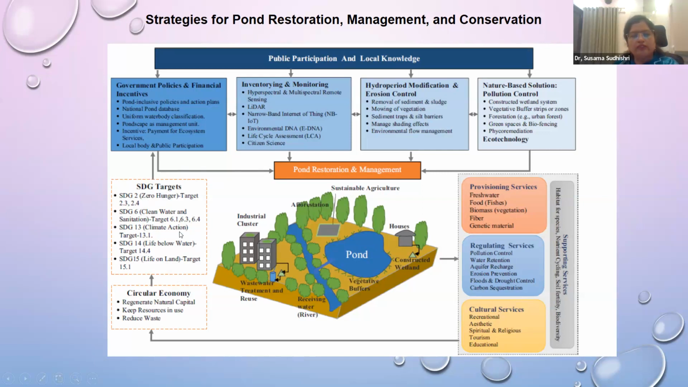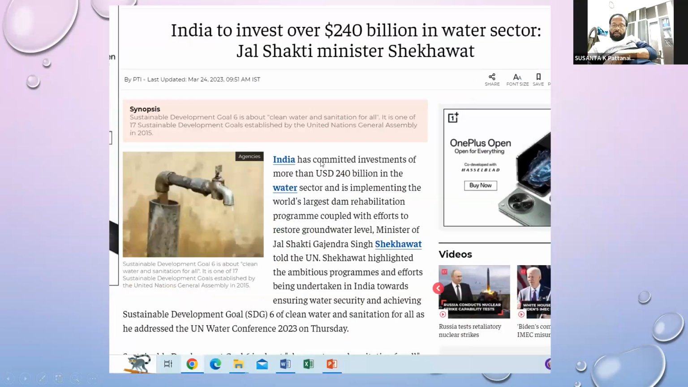So again, when the target is fulfilled, then it will go to the government policy and financial incentive. If you see here under the Ministry of Jal Shakti, 240 billion has also been sanctioned for doing all these works.